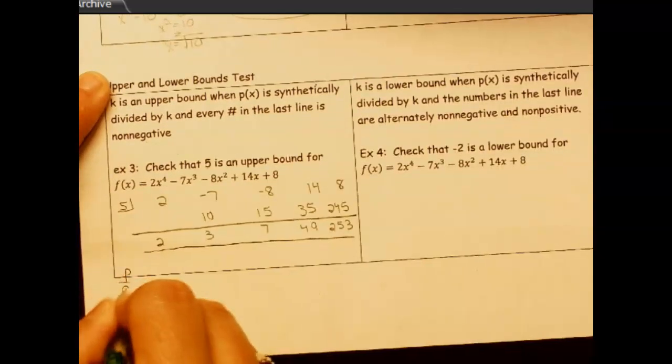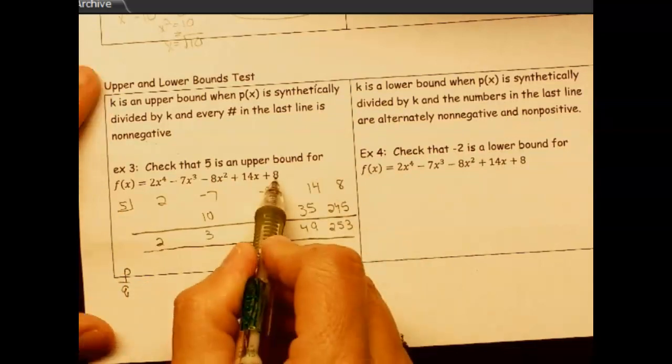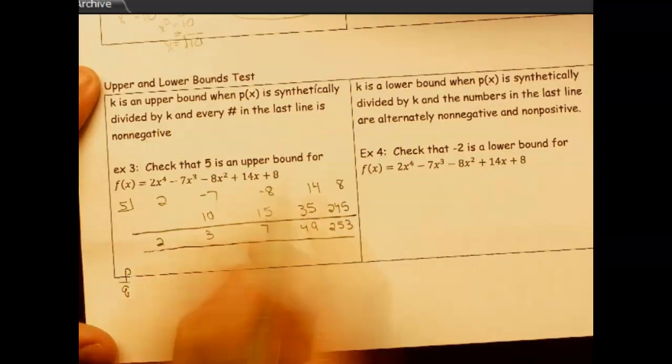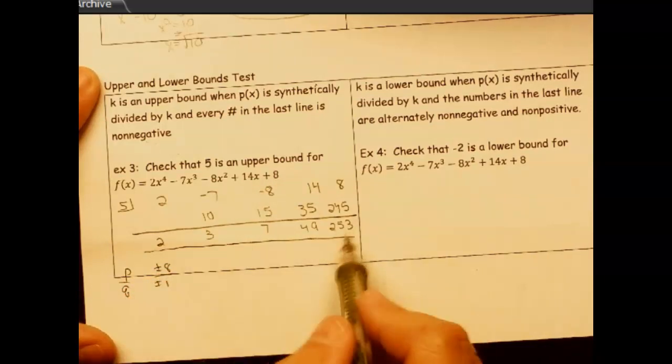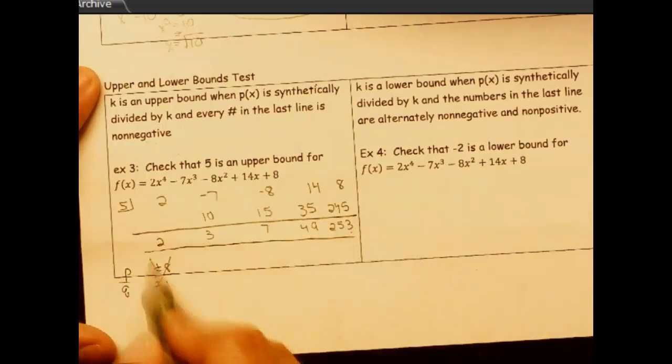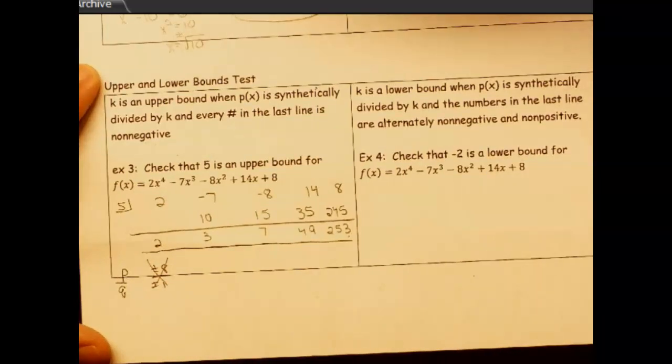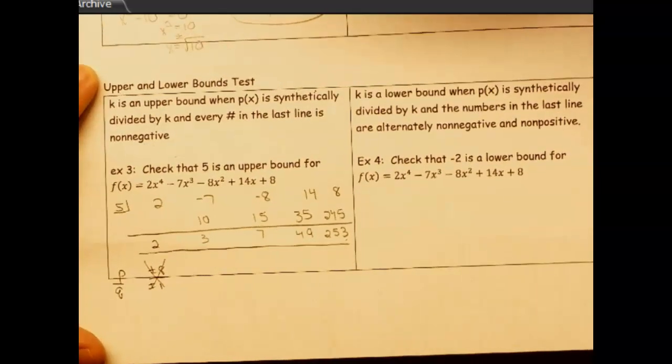So again, if I was given this whole thing on my own, and remember I had to make a list of those P's and Q's, well, if you take a look, some of those P's over Q's would be plus or minus 8 over plus or minus 1. So this simply lets me know, don't even bother checking to see if 8 is a solution, because I know it's not, using that upper bound.